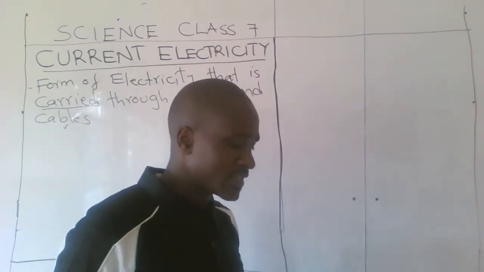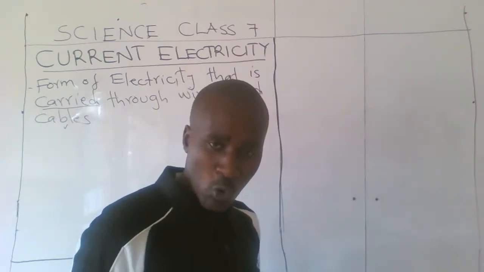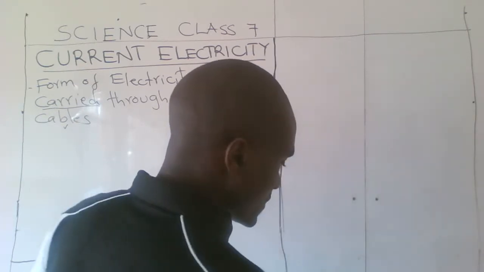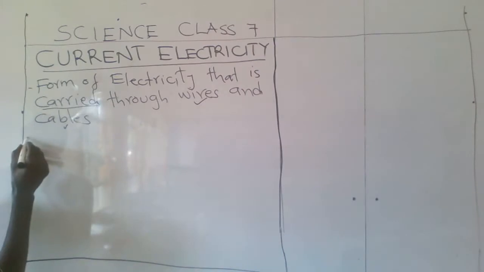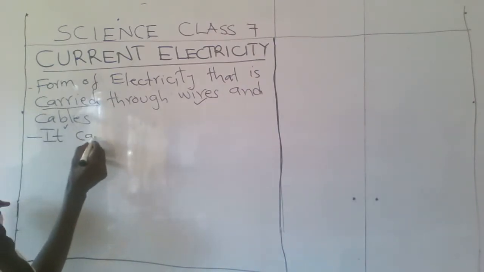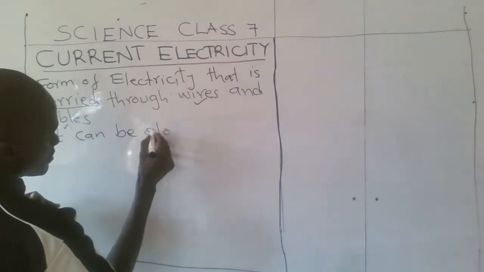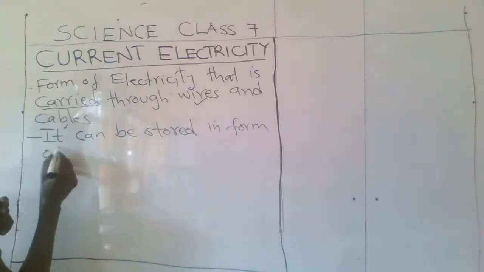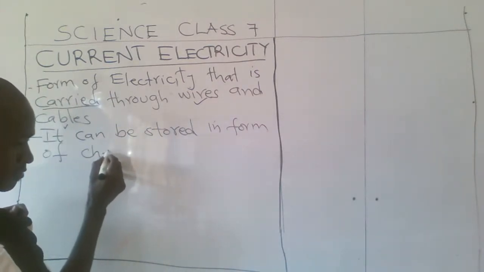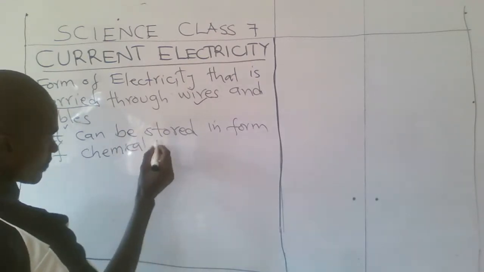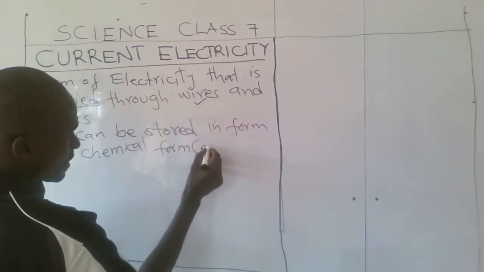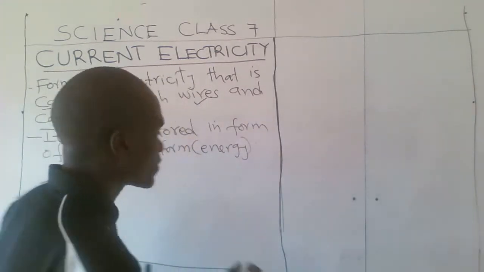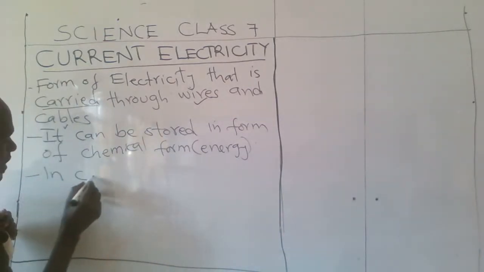And this current electricity can also be stored. We can store it in the form of chemical energy. We can store it in chemical form, and this can be done, for example, in car batteries.